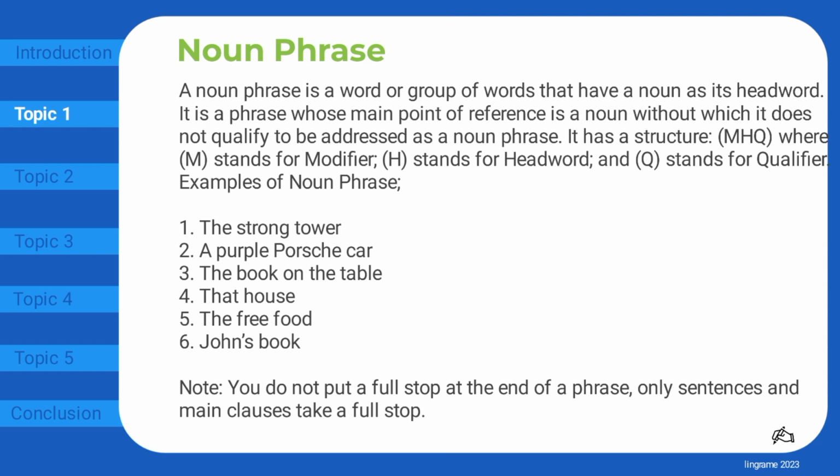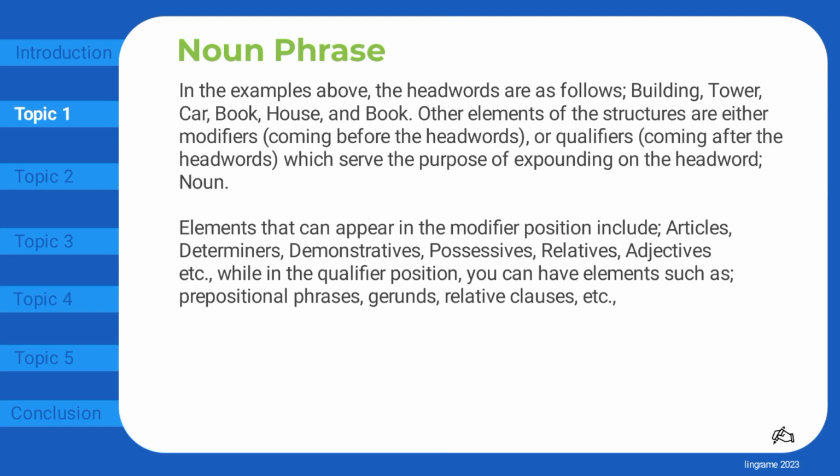Examples of noun phrase: the strong tower, a purple Porsche car, the book on the table, that house, the free food, John's book. Note: you do not put a full stop at the end of a phrase, only sentences and main clauses take a full stop. In the examples above, the head words are as follows: building, tower, car, book, house, and book.